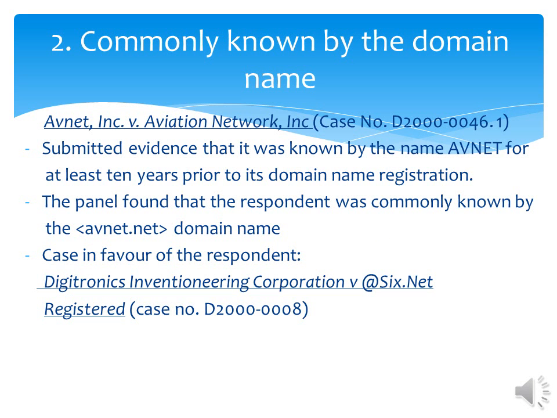A second source of legitimate interest involves indication that the registrant has been commonly known by the domain name even if it had not acquired trademark rights. AVNet and Aviation Network is a classic case for this legitimate interest. The panel found that the respondent was commonly known by the avnet.net domain name because the respondent submitted evidence that it was known by the name AVNet for at least 10 years prior to its domain name registration. Another case decided in favor of the respondent is listed on the PowerPoint. Please have a look in your own time if you're interested.